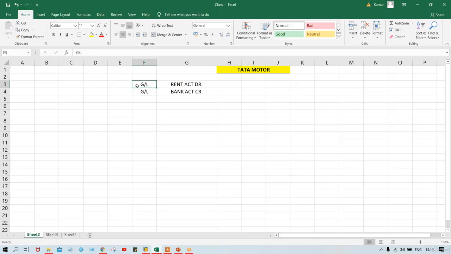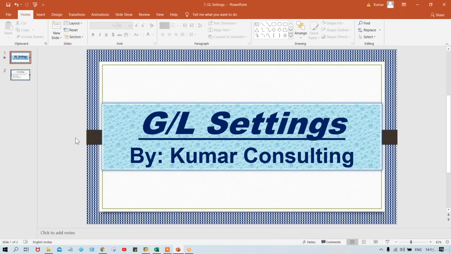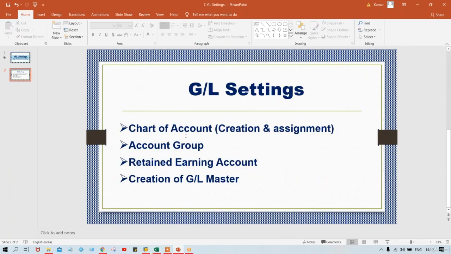Now here we have to set up the GL account, but before setting up the GL account we have to do some configurations. What are those configurations? We'll discuss one by one. In this session I'm going to explain: look here, chart of accounts, then account group, then retained earnings account, and then we have to create the GL masters.